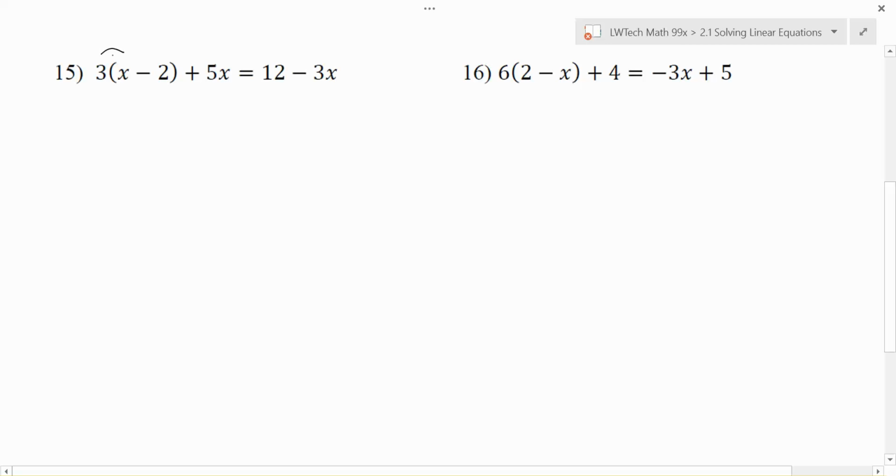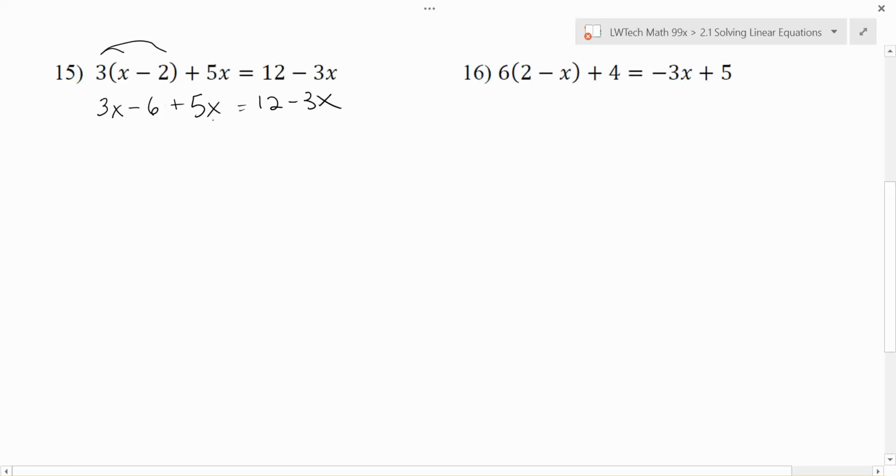So here in problem 15, for example, I'm going to distribute that 3 through. So that gives me 3 times x, which is 3x. 3 times minus 2 gives me a minus 6. And that's all that the 3 was touching. That's all that was in the parentheses. This over here is still plus 5x. And then on the other side of the equation, 12 minus 3x, so nothing else there.